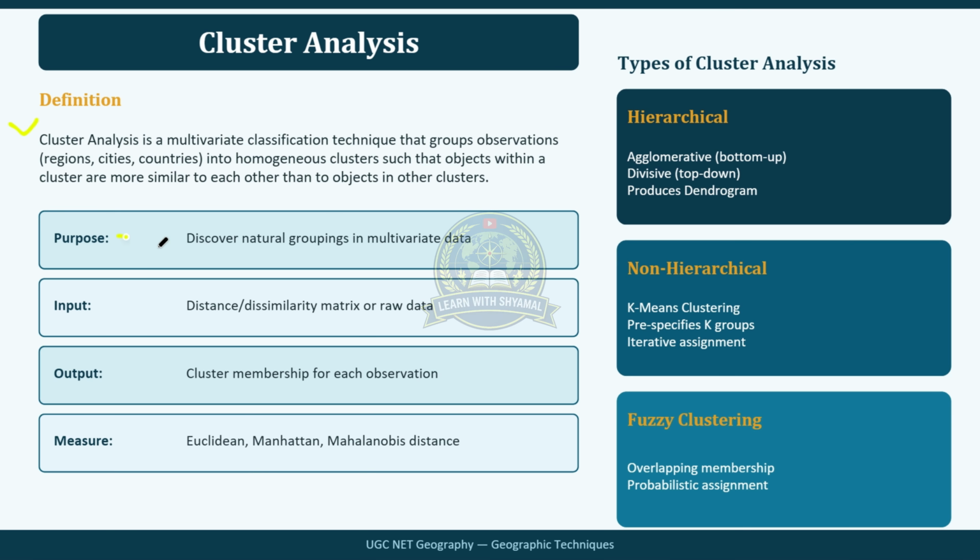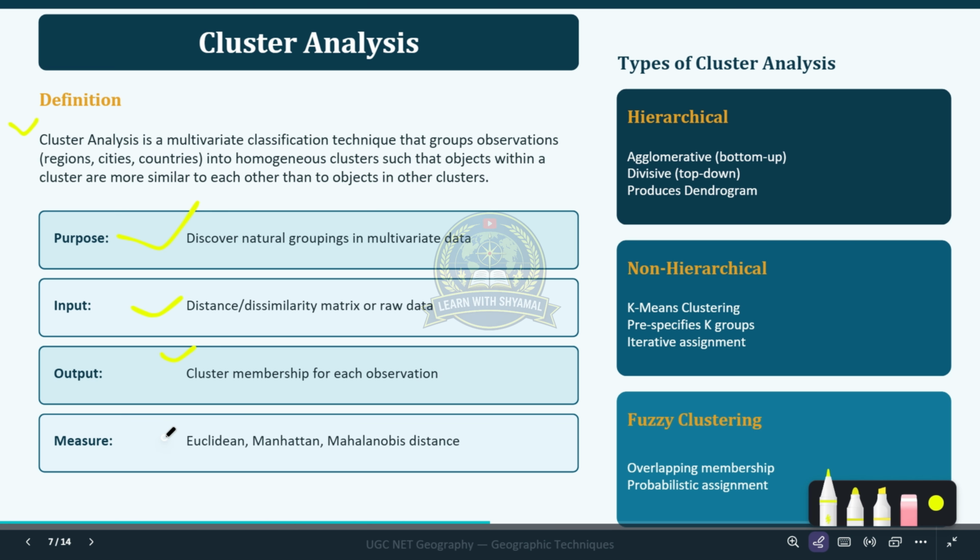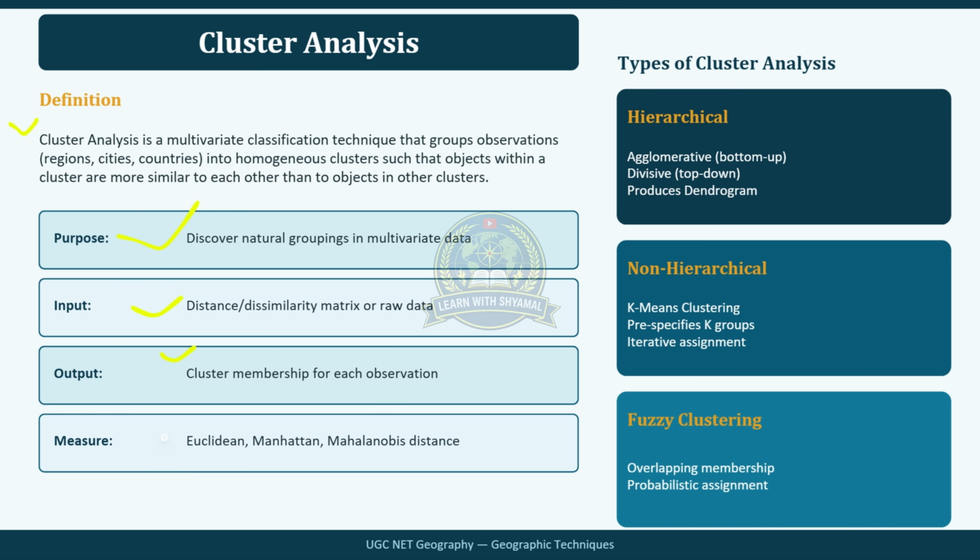Purpose: discover natural groupings in multivariate data. Input: distance or dissimilarity matrix or raw data. Output: cluster membership for each observation. Measures: Euclidean, Manhattan and Mahalanobis distance.